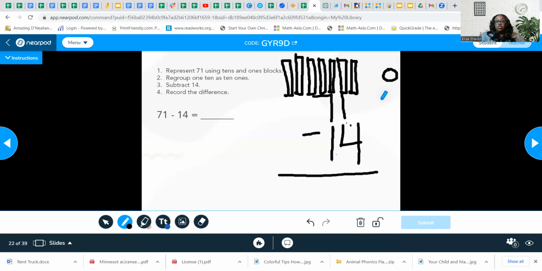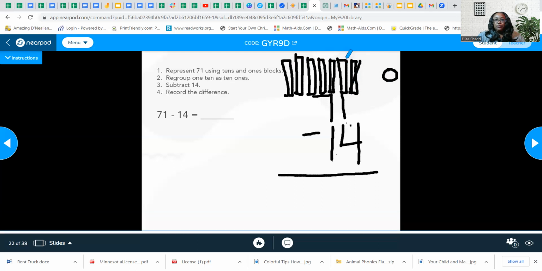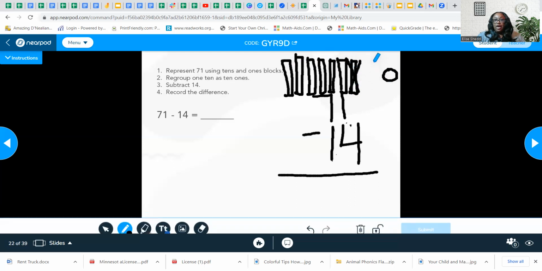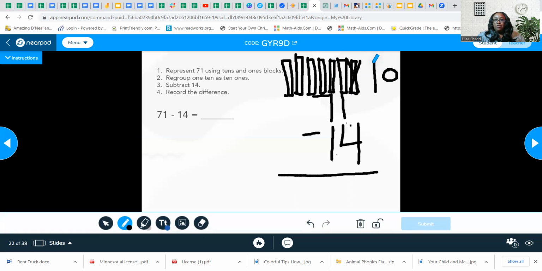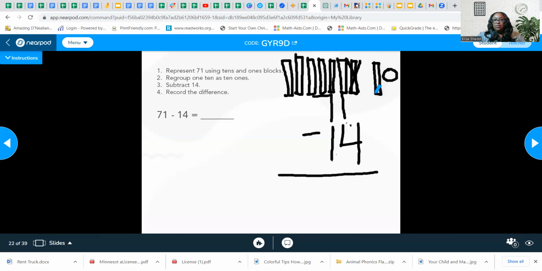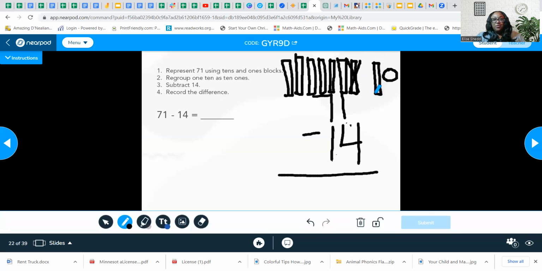Now, remember the strategy there. Now, we cannot subtract 1 minus 4. So we need to do some borrowing. So we're going to take one of these set of 10s here. We're going to take one of those and put it over here in the ones place. So what number do we have now?